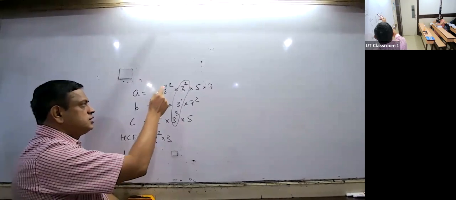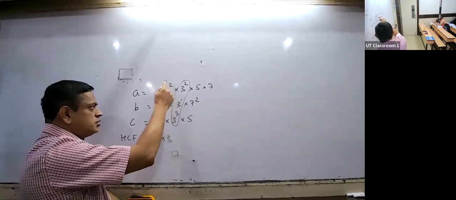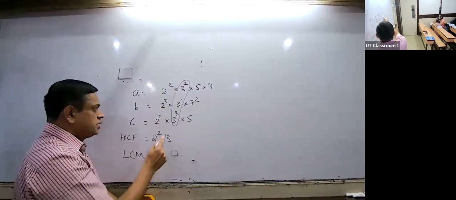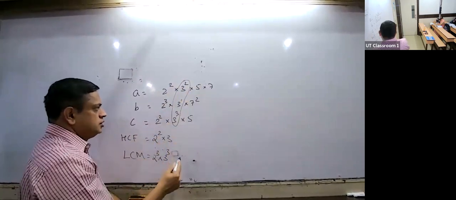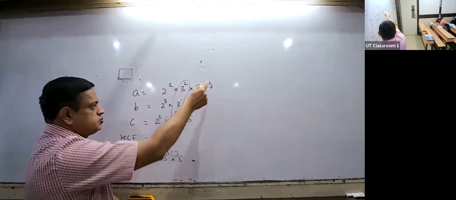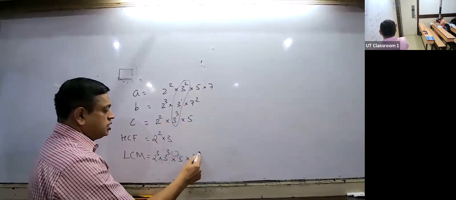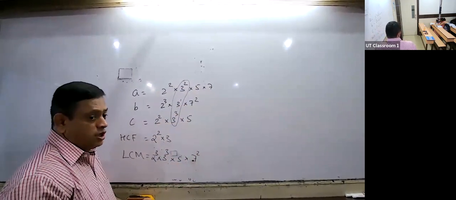Now, what is the LCM? Largest power, greatest power of 2, 2 cubed. The greatest power of 3, 3 cubed. Greatest power of 5, 5. And greatest power of 7, 7 squared. For LCM, all the factors we have to take.